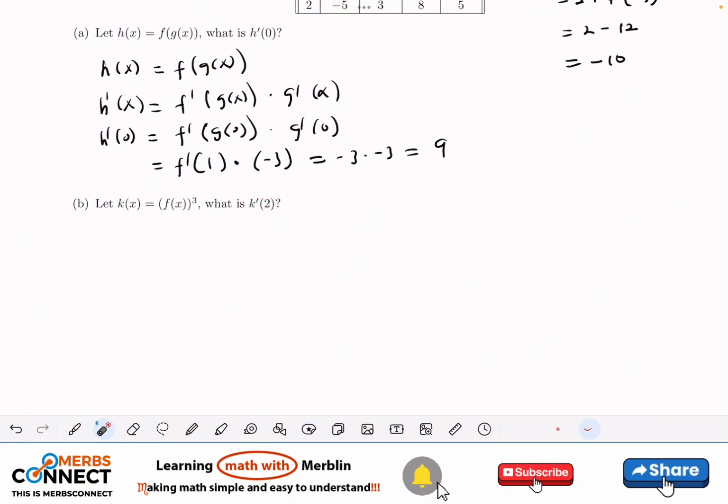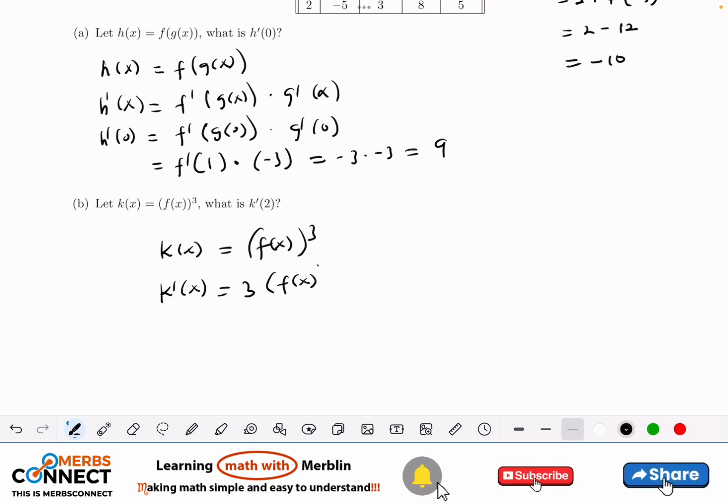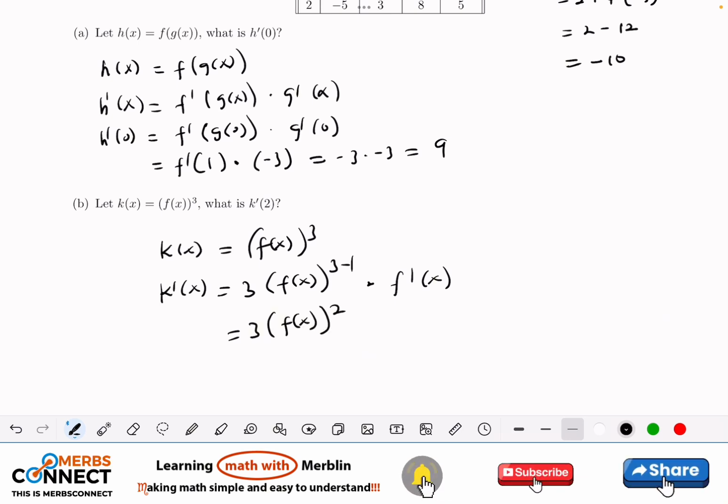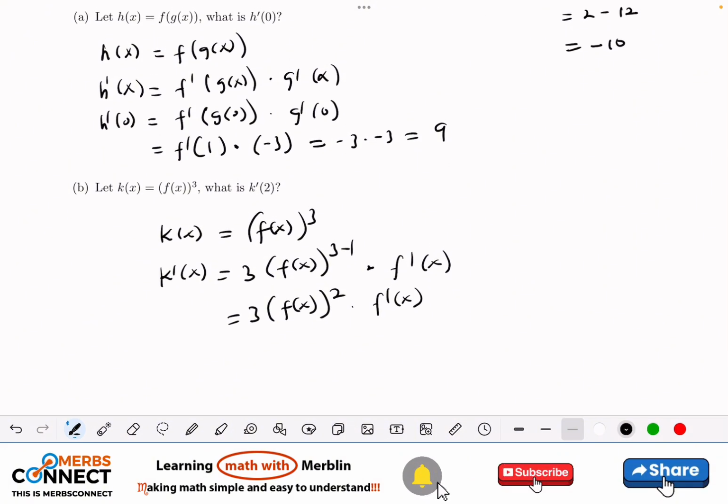Now let's look at this one too. For me to look for k prime of 2, I need k prime of x. I have k of x equal to f of x to the power 3. So k prime of x, applying the power rule, 3 drops down, maintain the whole function, 3 minus 1, then I multiply by the derivative of what is inside the parentheses, which is f prime of x. When I simplify, I have 3 f of x squared times f prime of x. Now I need k prime of 2. So k prime of 2 will be equal to 3 f of 2 squared times f prime of 2.